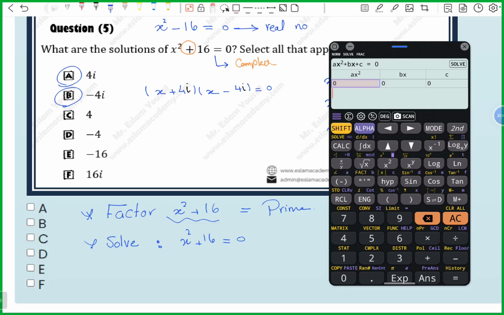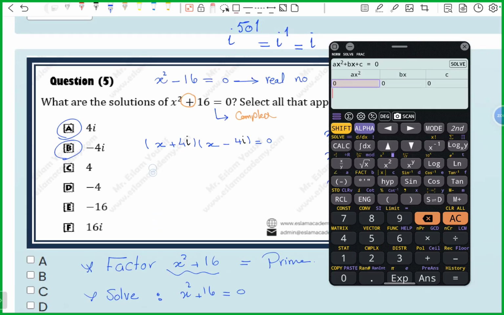Yes, because now we have this equation written in the form of ax squared plus bx plus c. What is the value of a, the coefficient of x squared? It is 1. There is no b, so it means 0, and c is equal to 16. Just write 1, then press equals, 0, then press equals, 16. You will find that the answers are negative 4i and positive 4i. If you write it in the calculator, you'll find the same answer.